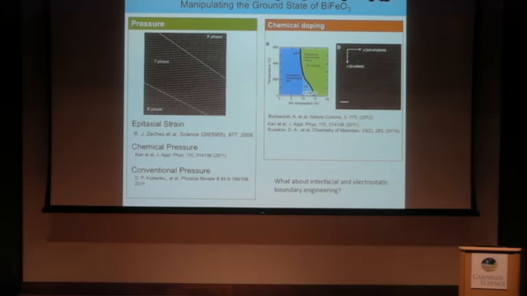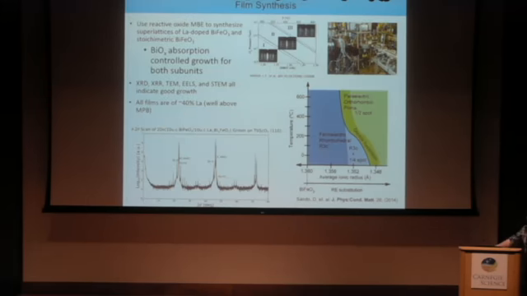So the question is, not using strain and not using chemistry, can we somehow tune these ground polarization states, and perhaps couple to the magnetic states, using interfacial or boundary condition engineering? What we've done is grow a bunch of superlattices of bismuth ferrite and lanthanum-doped bismuth ferrite. The bismuth ferrite should be in the rhombohedral ferroelectric state, and the lanthanum ferrite should be well into the paraelectric state.